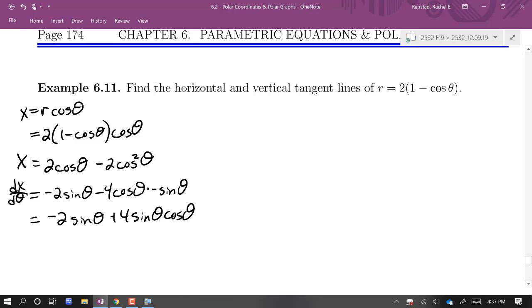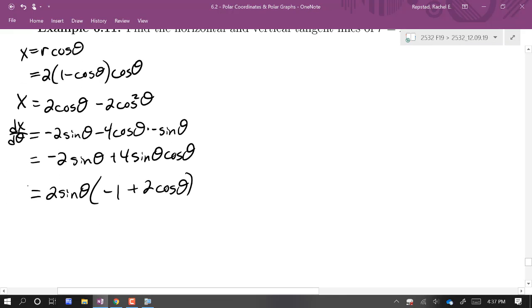So if I'm solving that equation, now I'm going to factor. I'm going to take out a 2 sine theta, and then we have minus 1 plus 2 cosine theta. The nice thing, because we're interested where this is equal to 0, is we could just set each of the factors equal to 0. So dx d theta equals 0 means that 2 sine theta is 0, or 2 cosine theta would have to be 1.